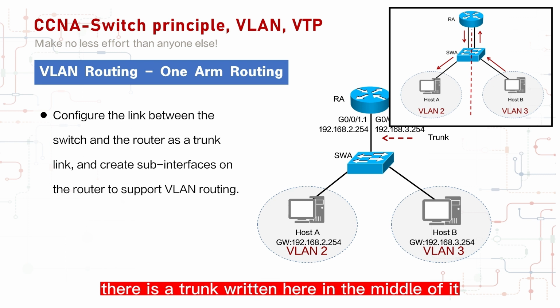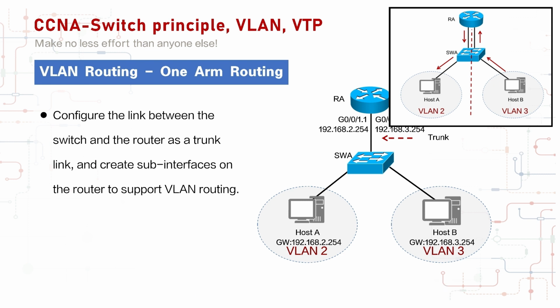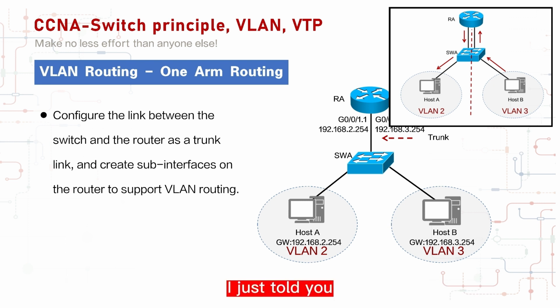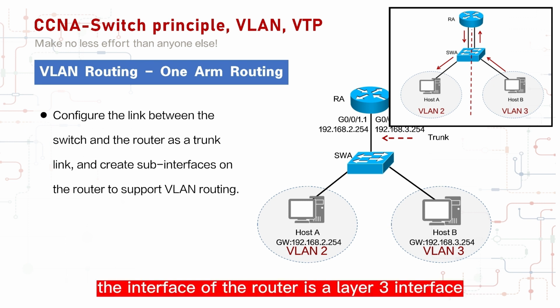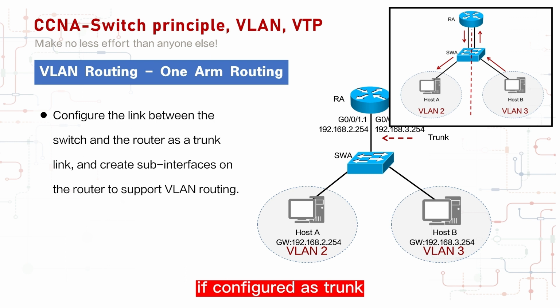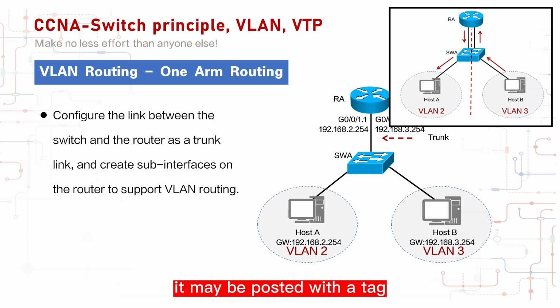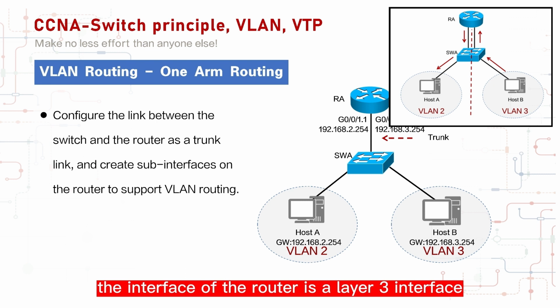There is a trunk written here in the middle. Different from before, where it was access, now it is trunk. So the configuration of the trunk is demonstrated here. I just told you, the interface of the router is a layer 3 interface. It doesn't recognize anything about the tag. If configured as trunk here, the trunk releases the data. Then when the data is sent, if their current native VLANs are different, it may be posted with a tag. Now this interface does not recognize it, so it creates some problems. Everyone should know, the interface of the router is a layer 3 interface.